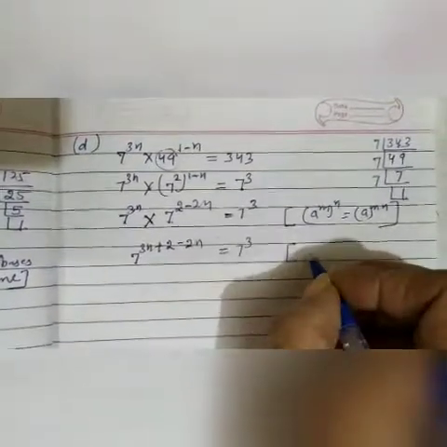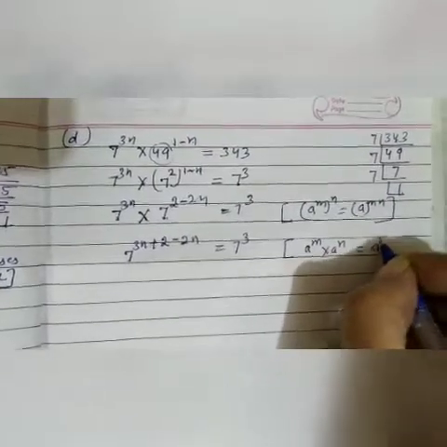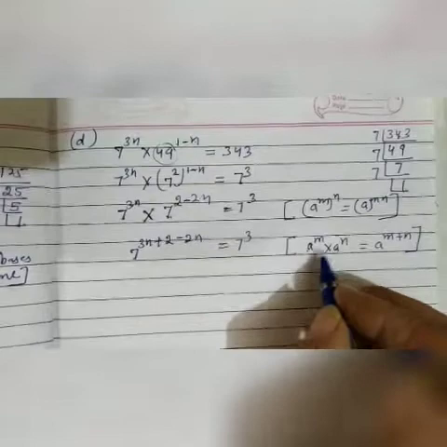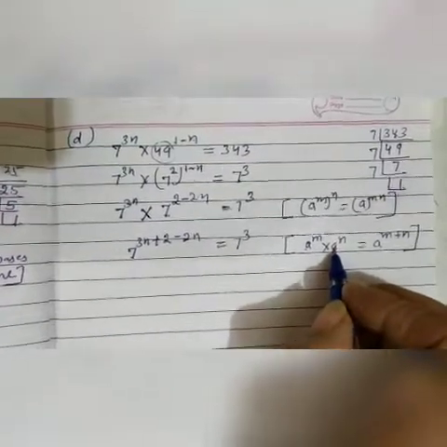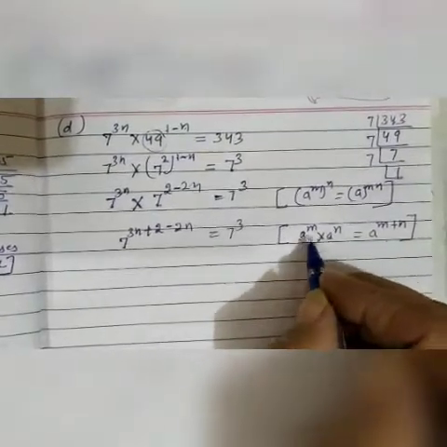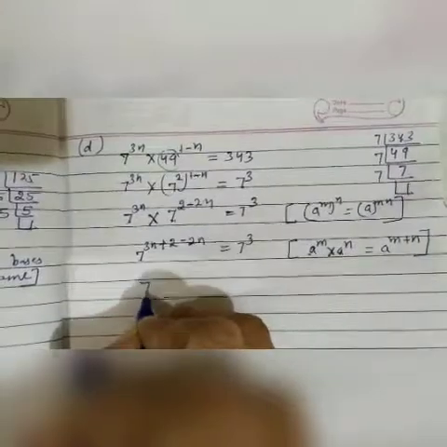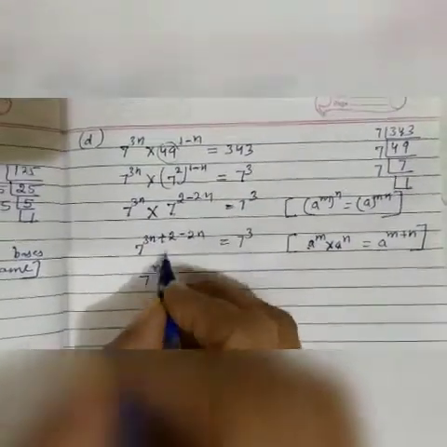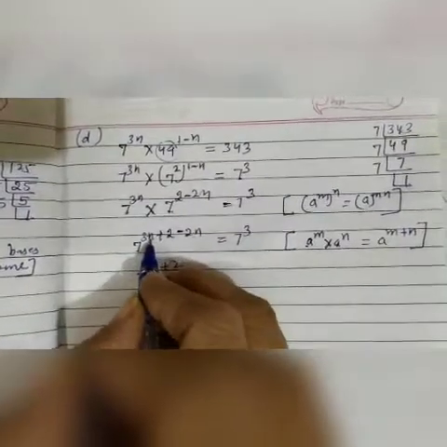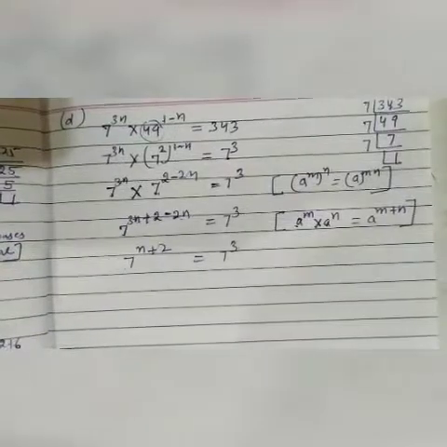Which law is used here? A power m into a power n is equal to a power m plus n. If two numbers have the same base and there is a multiply sign between them, then their powers are added. So 7 power 3n minus 2n, that is n plus 2. First we will subtract this 2n from this 3n, then plus 2 is equal to 7 power 3.